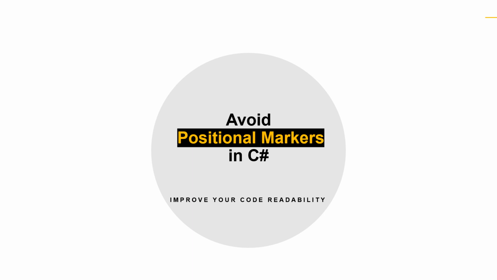Positional markers are elements in code that are used to indicate the position of an element within the code. These markers often add unnecessary noise and do not provide any useful information about the purpose or function of the element. Instead, it is better to use clear, descriptive names for variables and functions, and to rely on proper indentation and formatting to give visual structure to the code.